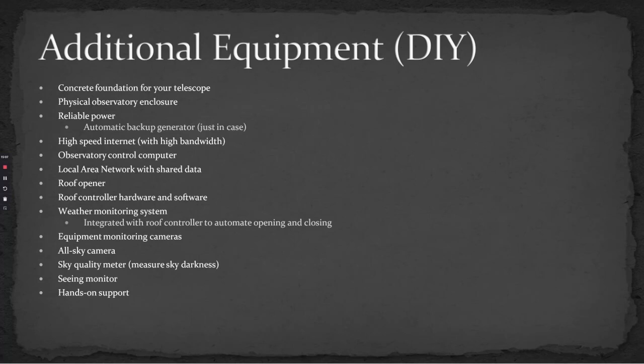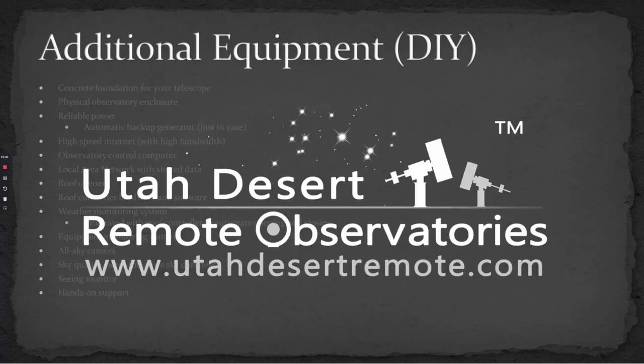And then lastly is just on-site hands-on support. If this is somewhere away from your backyard, if you need a button pushed or a knob turned or a cable unplugged or plugged back in, having somebody there who can do that for you remotely is extremely valuable when you're not able to do it yourself. And of course, that's why people use services like the Utah Desert Remote Observatories, because we provide all of those things for you.